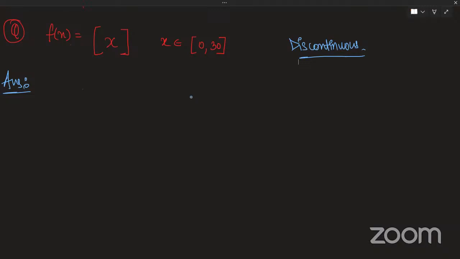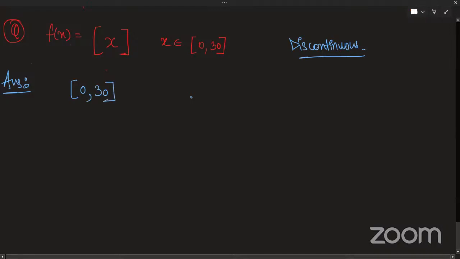Who will tell me? 30, sir. 1, 2, 3, 4, 5, and so on up to 30. Great. Will it be discontinuous at 0 also? No, sir. It will not be discontinuous at 0. What about 30? Yes, it is discontinuous at 30. No, sir. It will be continuous at 30.